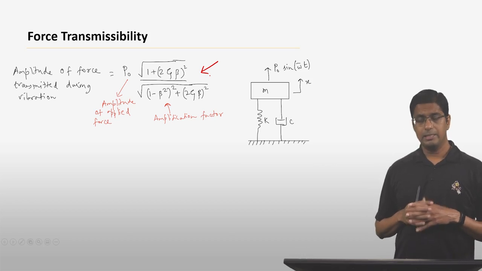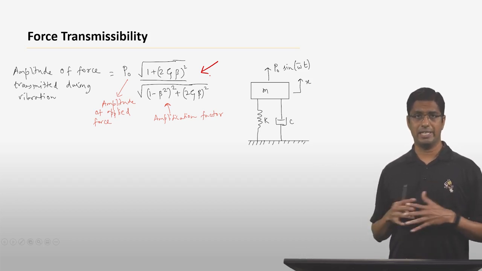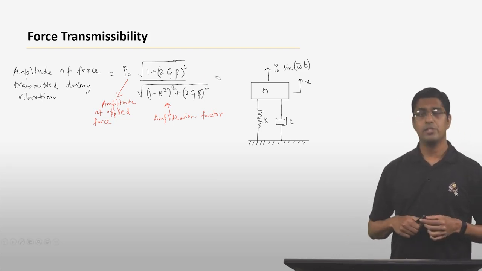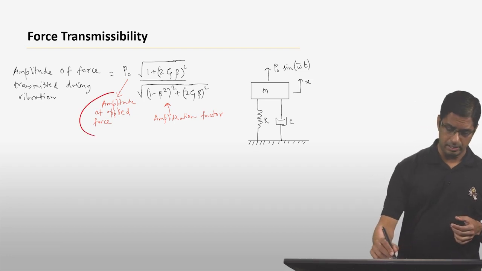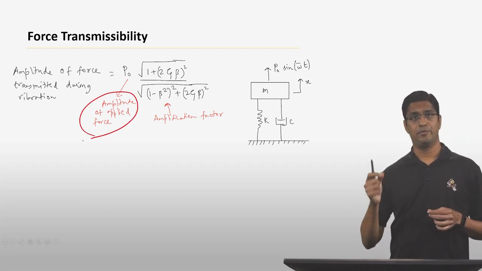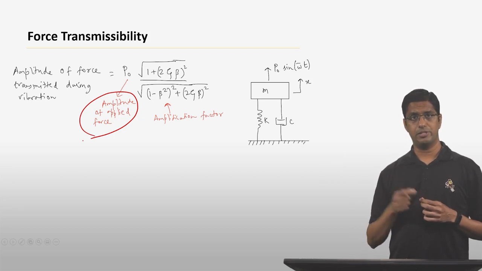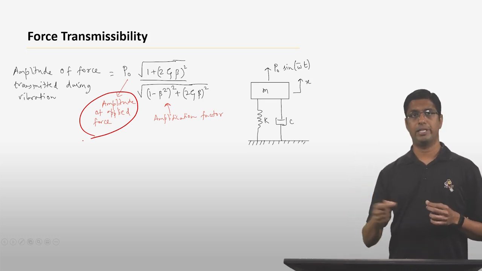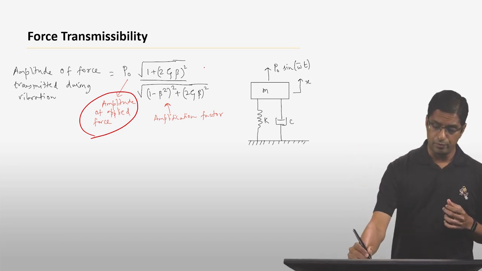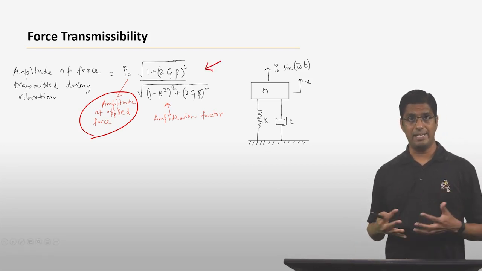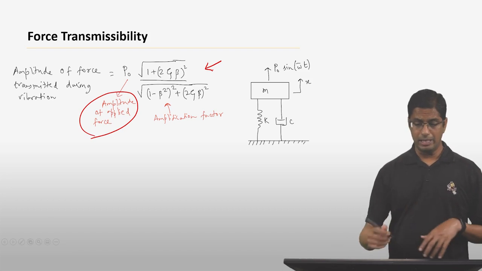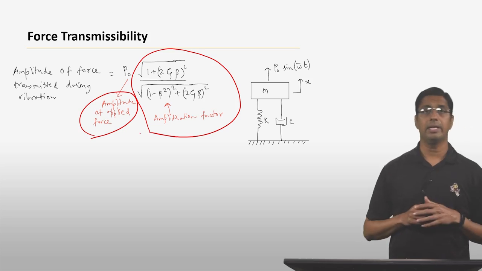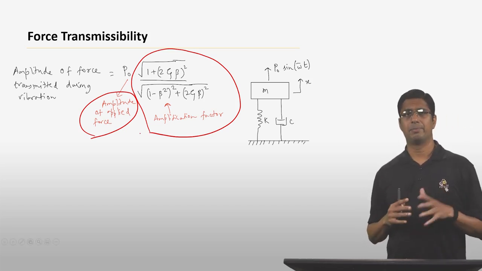Now the point of writing this amplitude of force in this particular manner is that it clearly tells you the effect of vibrations. This P naught is basically the amplitude of the force that you apply. The force is P naught sine omega bar t, so that is the amplitude of the force that you apply. Now, the actual force being felt by the base is not just P naught, but P naught multiplied by this factor, which is called the amplification factor. If you look at the amplification factor, some things become very clear.